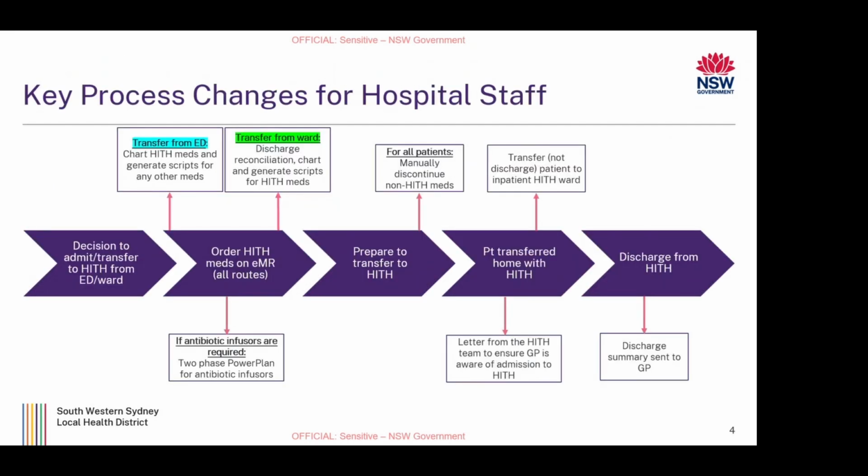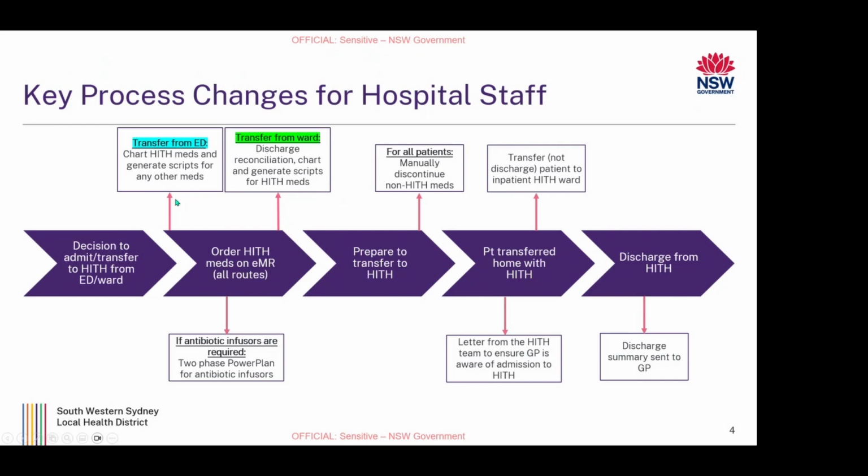Key process changes for hospital staff. There are certain workflows you will need to be aware of for patients being transferred to these services. Some of these key process changes for hospital staff are below. The decision to admit or transfer to HITH from ED or the ward. At this point in time, medications for HITH are ordered on EMR eMeds. If antibiotic infusers are required, a two-phase power plan will be available for antibiotic infusers.